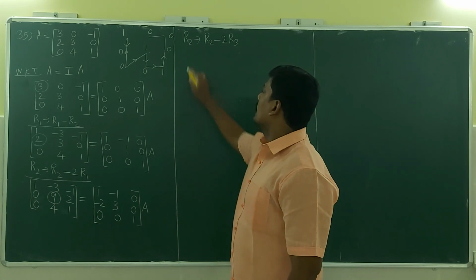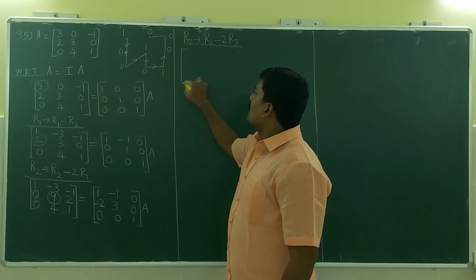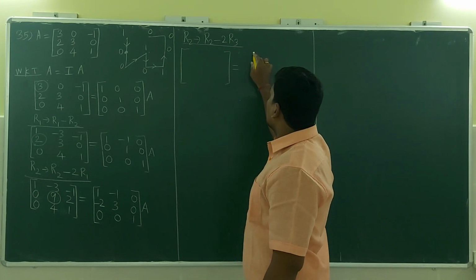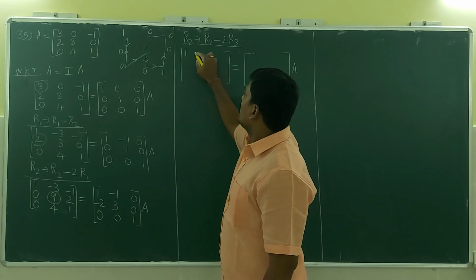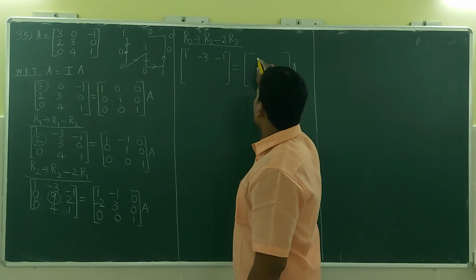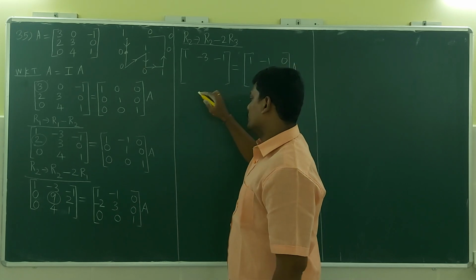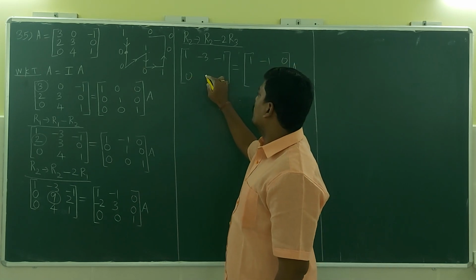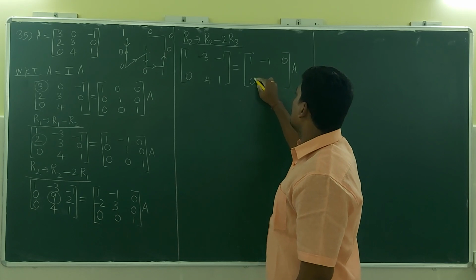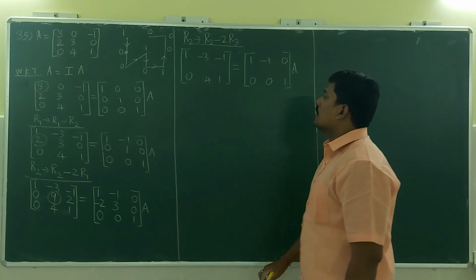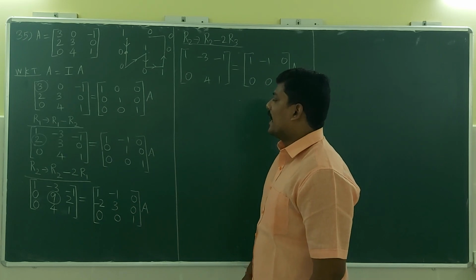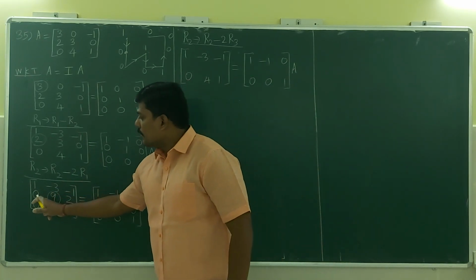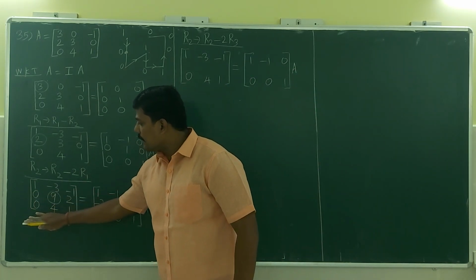See here, once again the first row and the third row should be as it is. The first row is 1, minus 3, minus 1, 1, 0, 0 and the third row is 0, 4, 1, 0, 0, 1. The third row should be as it is. Now there is a change in the second row: R2 implies R2 minus 2 times R3.